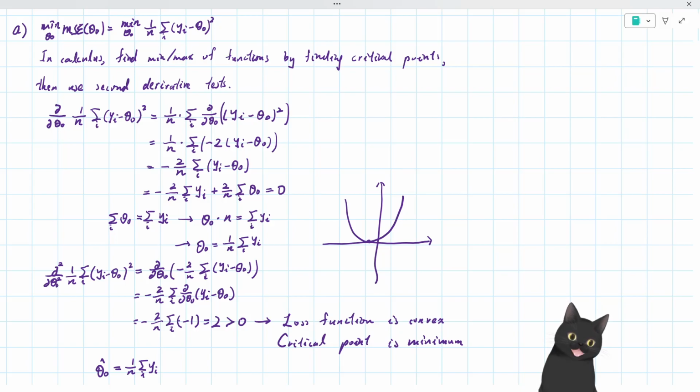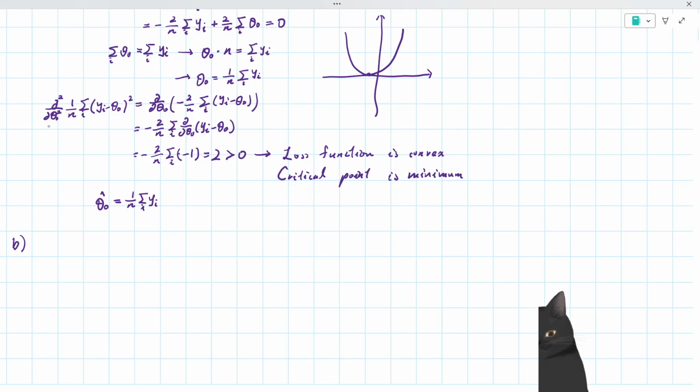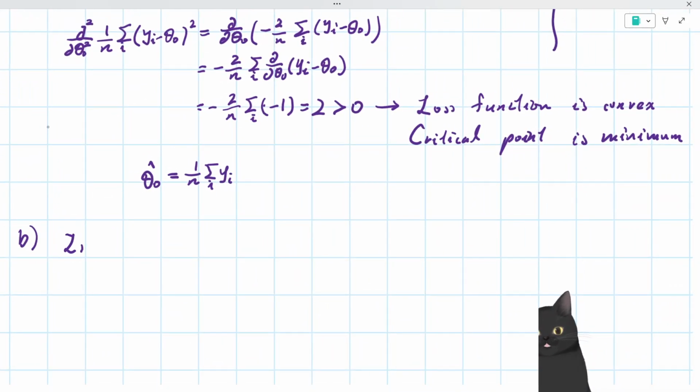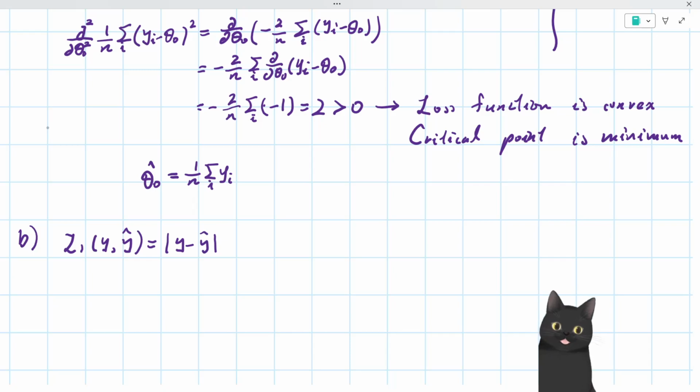Let's get some breathing time, and let's move on to question B. In question B, now we have a weirder loss, which is called the L1 loss. The L1 loss also takes in an actual value and the predicted value, and it's equal to the absolute value of the actual minus the predicted. Once again you see that the loss is always positive, because having a negative loss is a little difficult to interpret.